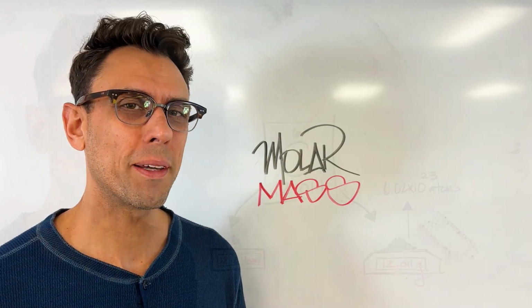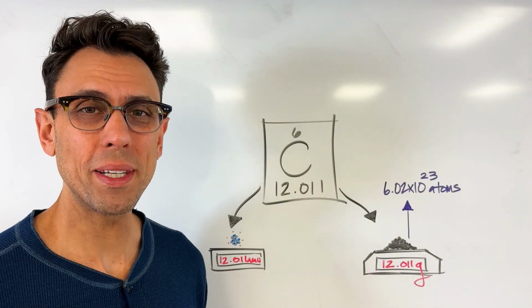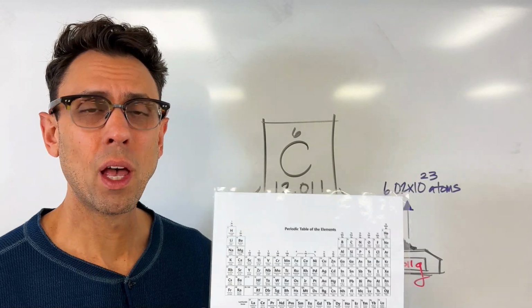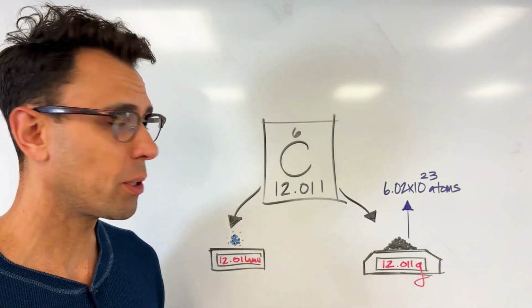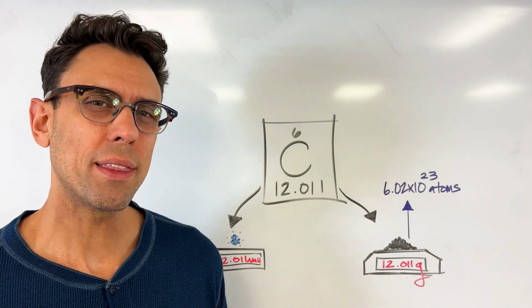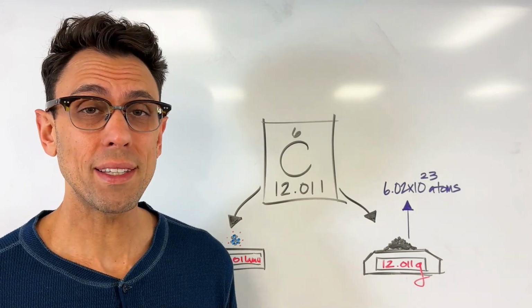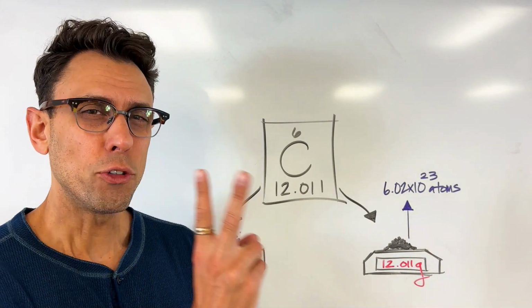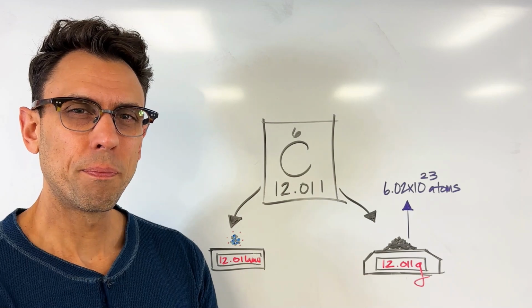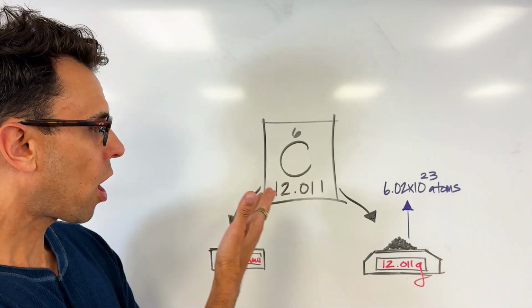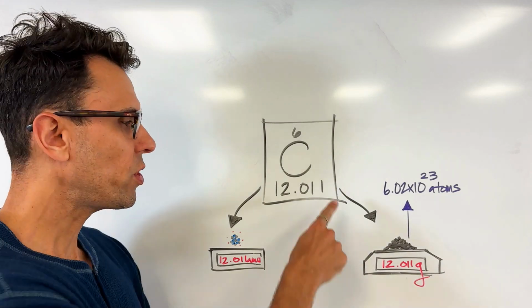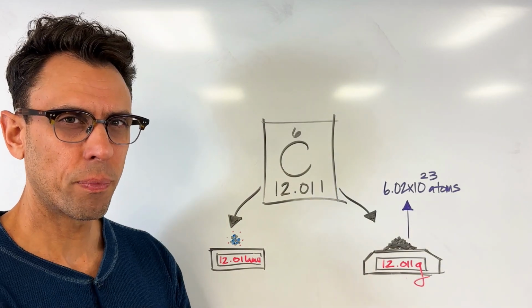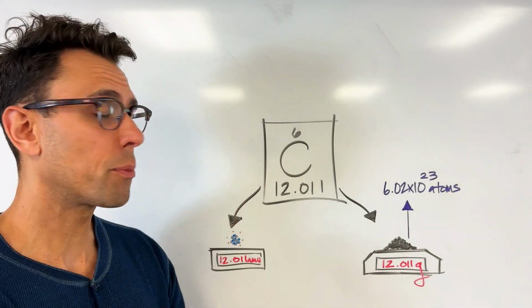Thanks for joining me. When we look up an element on the periodic table, underneath its letter symbol, we usually find a decimal. Has anyone ever told you that this number, often referred to as the atomic mass, has two distinct meanings? Okay, firstly, carbon has an atomic mass of 12.011. Notice there's no unit written here. That's because we can interpret this number in two different ways.